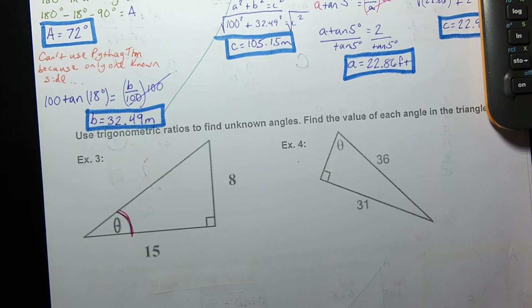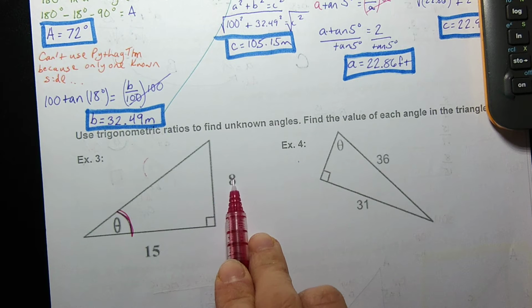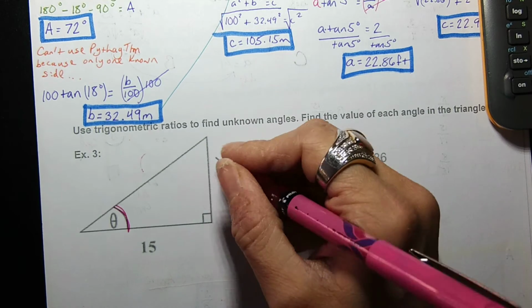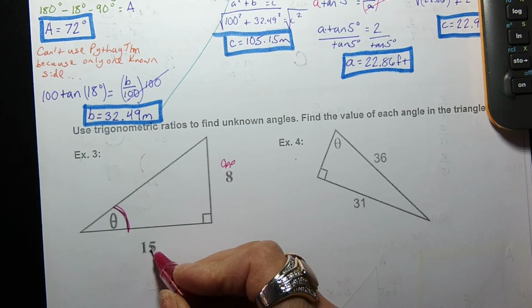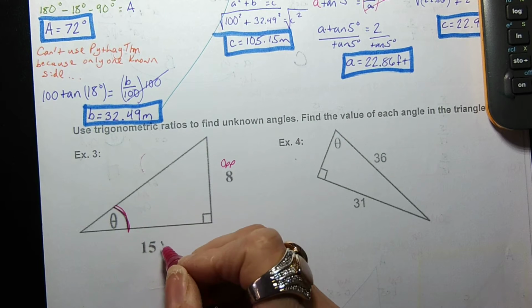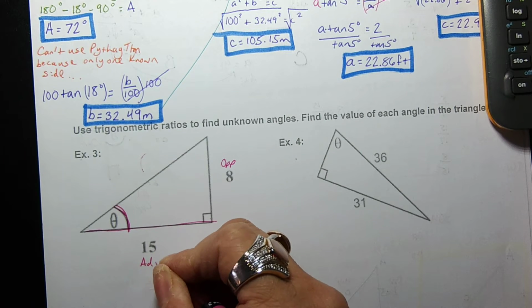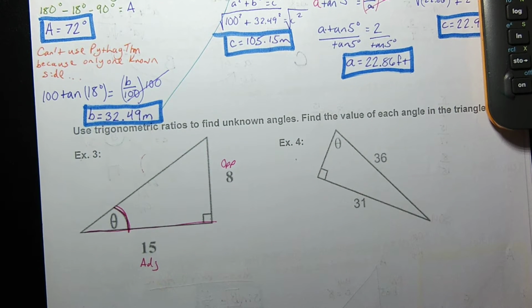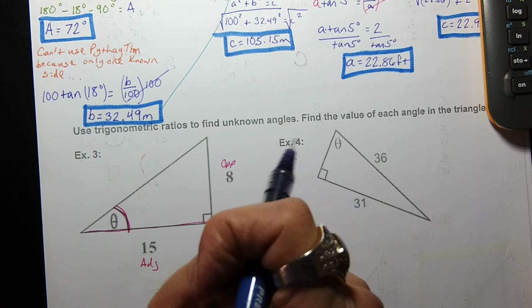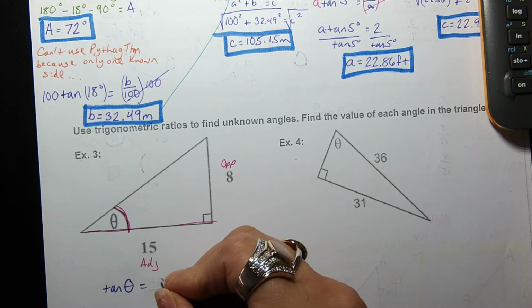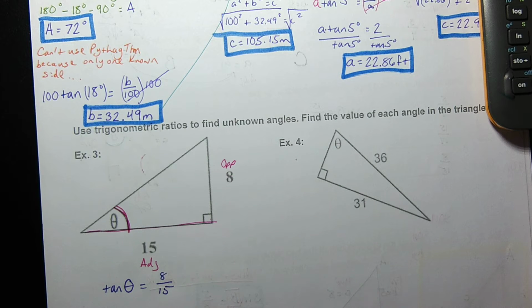And then we determine our side relationships. What is 8 relative to theta? Opposite, adjacent, or hypotenuse? It's opposite. Great. What is 15 relative to theta? It is adjacent. How do I know that it's not the hypotenuse? Because it's not across from the 90-degree angle. So if I have OA, which trig ratio am I going to use? Sine, cosine, or tangent? Tangent again. So we have OA. So tangent of the angle equals opposite over adjacent, 8 over 15.